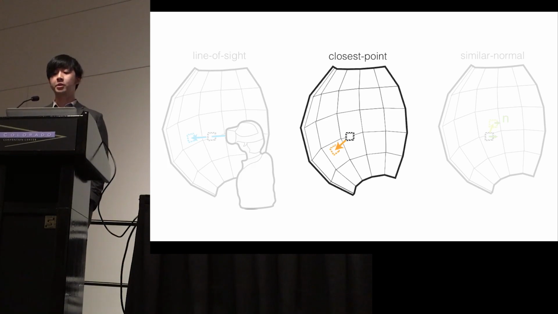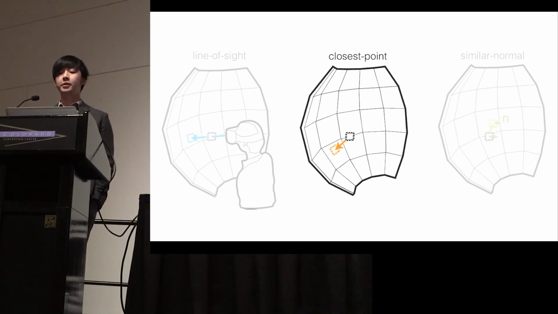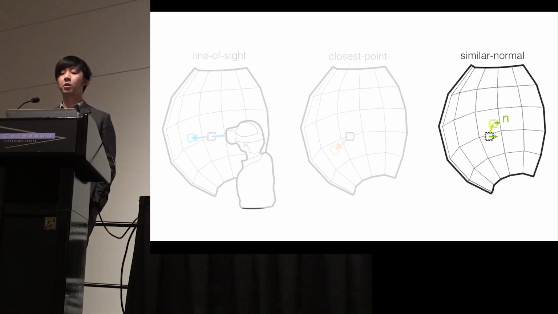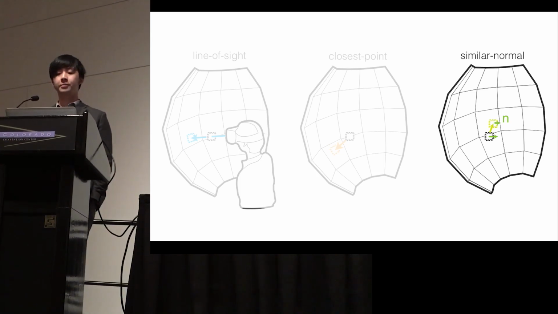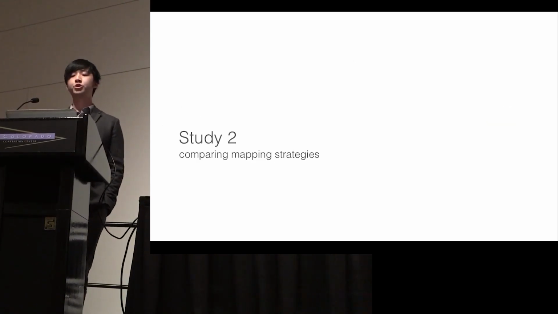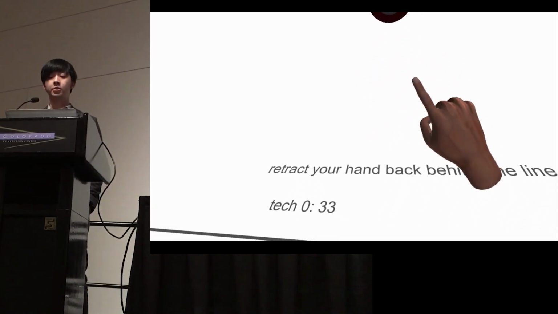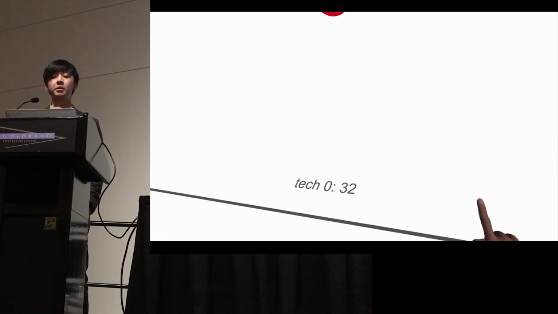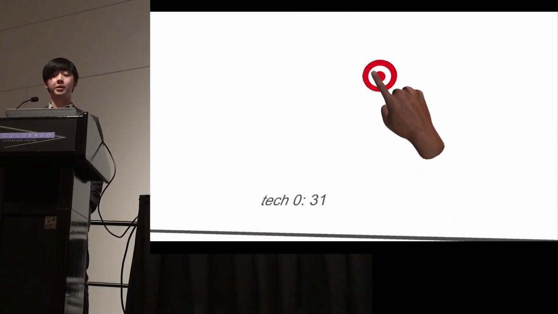The second one, as its name suggests, uses the closest point from the virtual target to the prop. This strategy minimizes the distance instead. And the last one, similar normal, maps to a location where the surface normal is closest to the virtual target. So we want to know which strategy we should implement in our final system. So we conducted another study to compare those. And here's a short clip of our study 2. Just like study 1, the participants wore the head-mounted display and touched the targets, but this time only one target at a time.